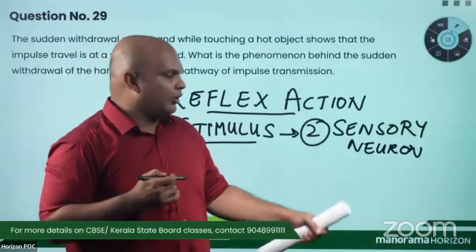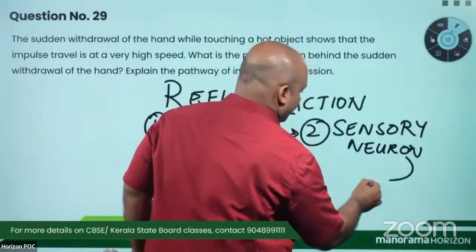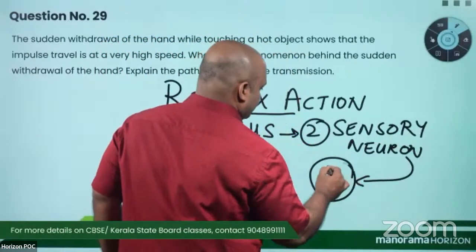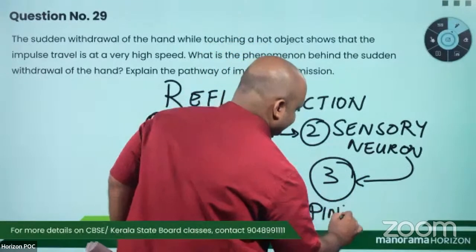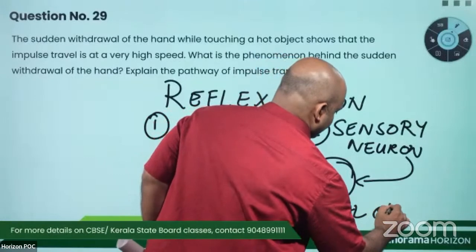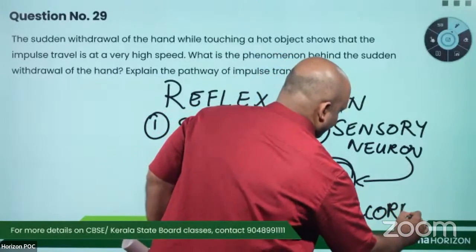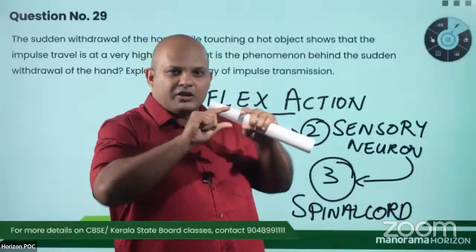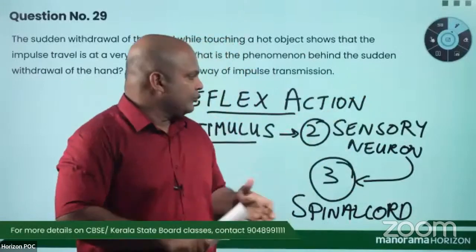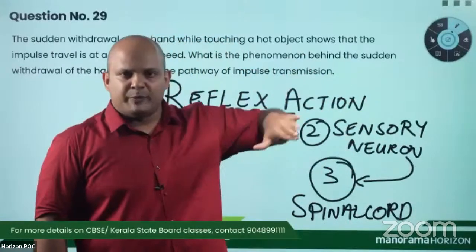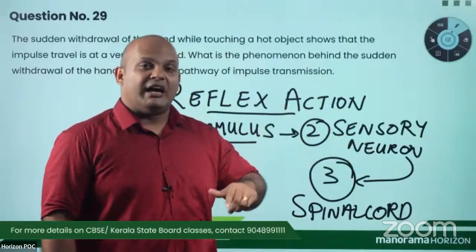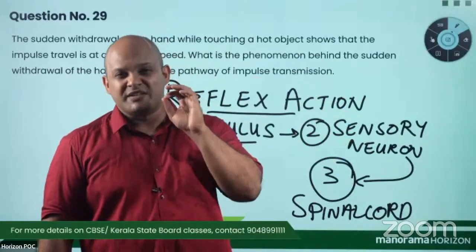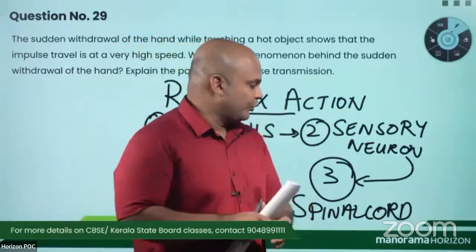Now, the sensory neuron here is going to send this signal to the spinal cord. So this is the third step. It will go to the spinal cord. The spinal cord is a large bundle of nerve fibers. So the neuron will link into the spinal cord. Once it goes to the spinal cord, it will send out a signal using a specific neuron called the motor neuron.